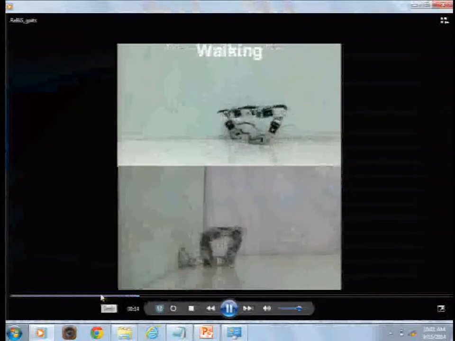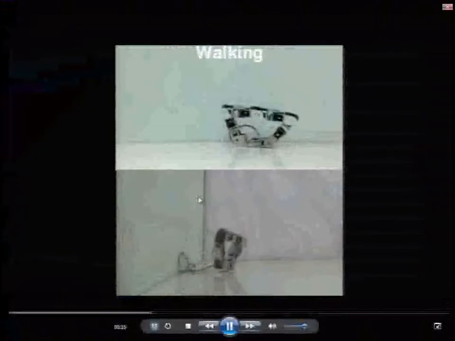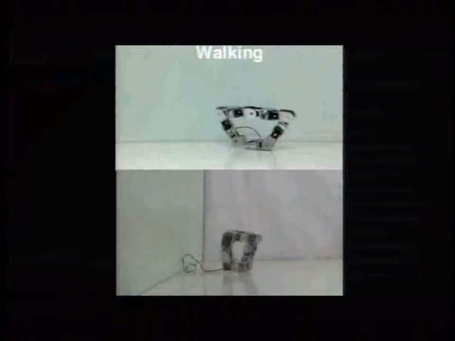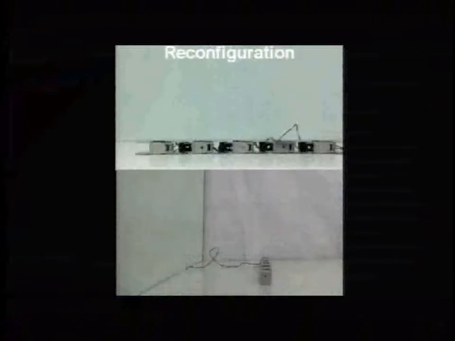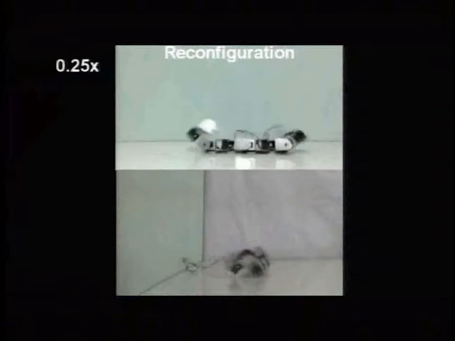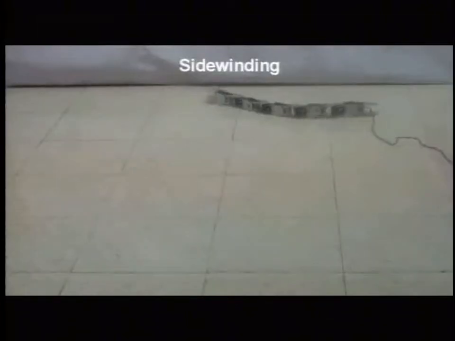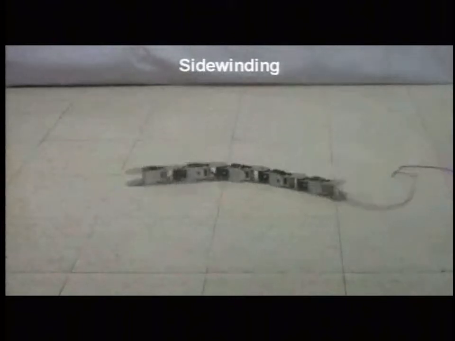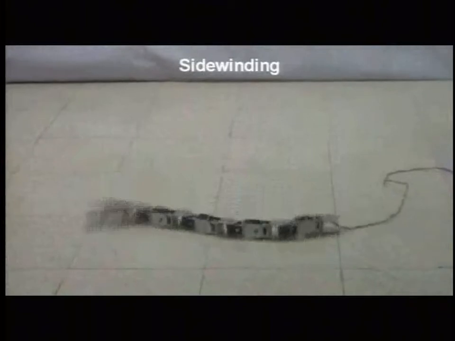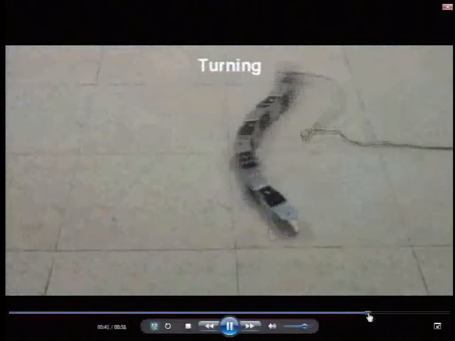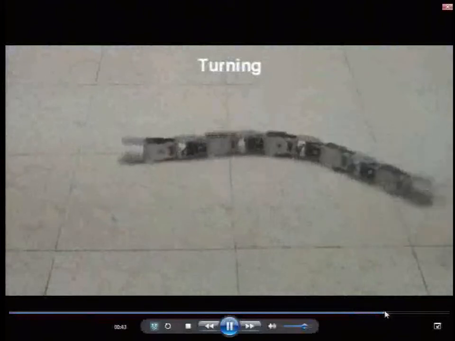Yeah. So this is the walking gait where we don't have any lateral shifting of the center of mass. And that's the reconfiguration back into the snake gait. And it's in less than half a second. So this is the sidewinding motion which is there in traditional snakes, along with turning. And it can also roll. Thank you.